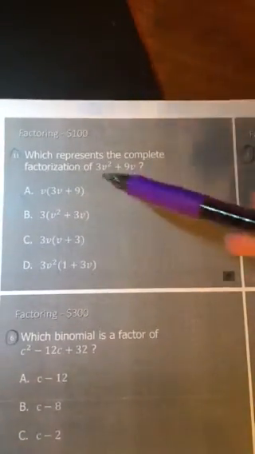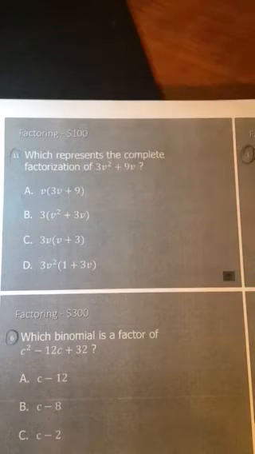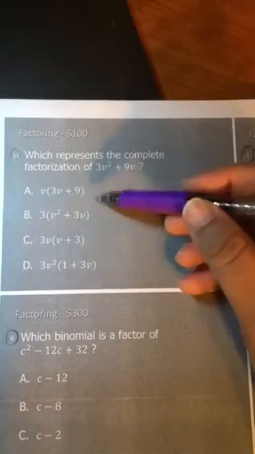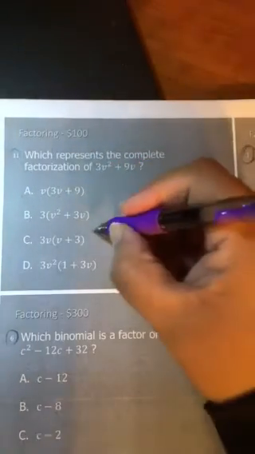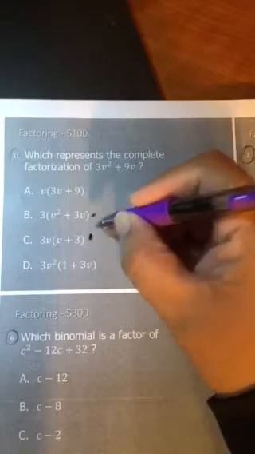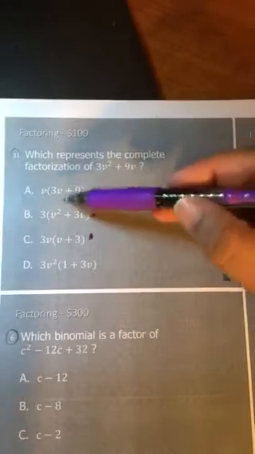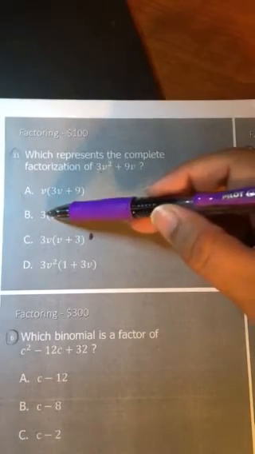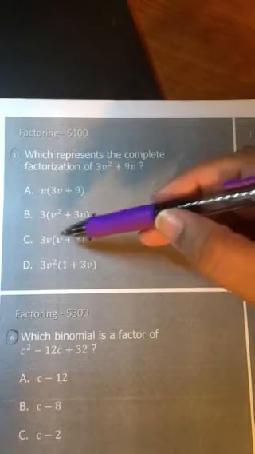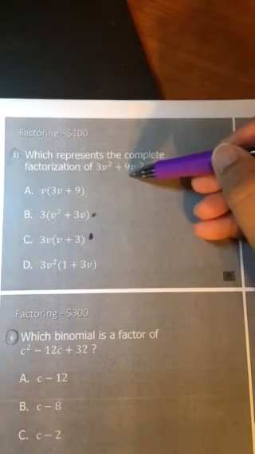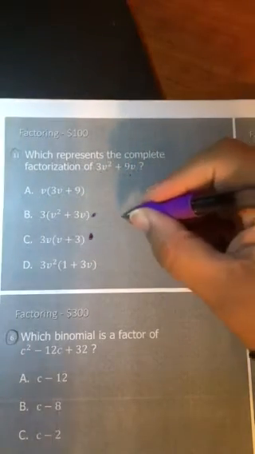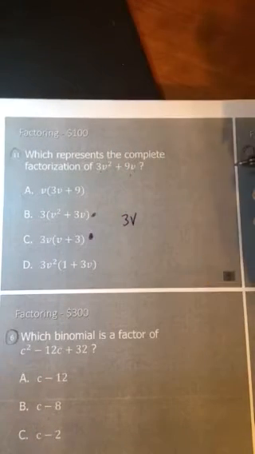Okay, so on this one, it's asking you to factor, which represents the complete factorization of 3v squared plus 9v. Well, you could technically put this in the calculator, but if you put it in the calculator, you're going to get these two as correct answers. And the reason why is because they both have a 3 in common, which shows there. But on this one, they also have a v in common. So technically what they both have in common is a 3v.